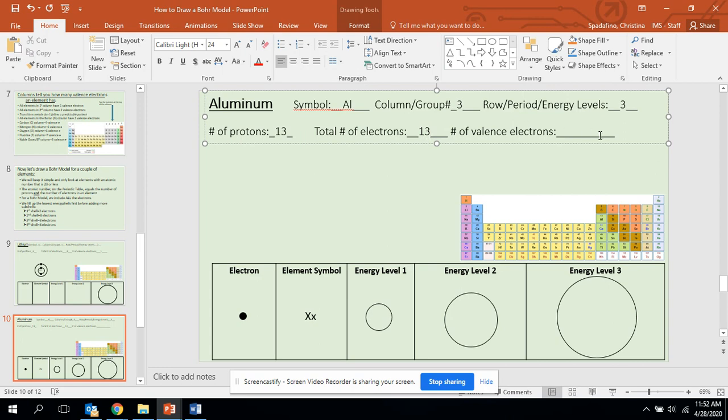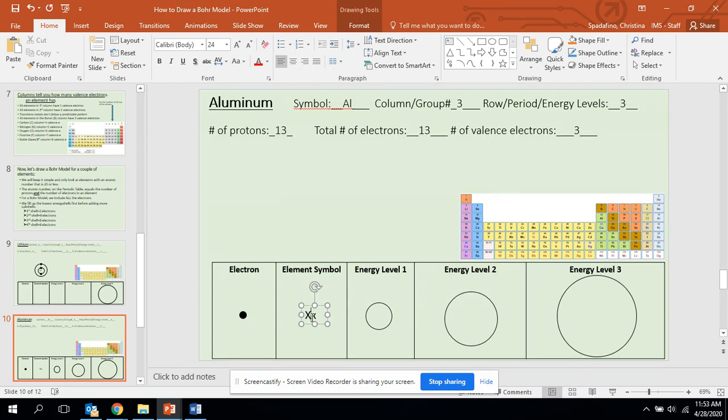How many valence electrons does aluminium have? Well, here's column 1, column 2, column 3. So that means aluminium has 3 valence electrons. Fabulous. Now let's make it. So first we'll start with the symbol Al, and let's bring that up to a working area.